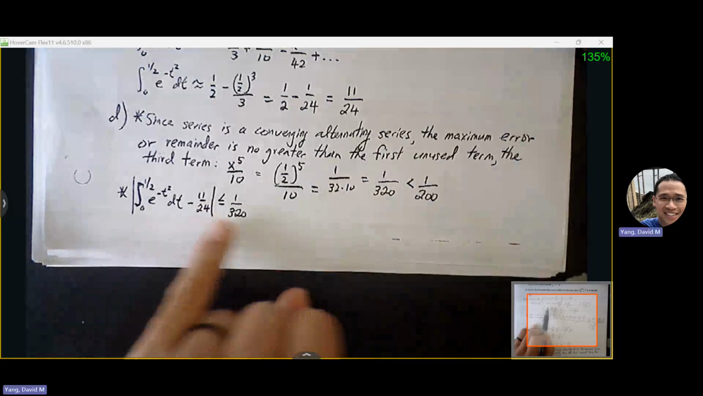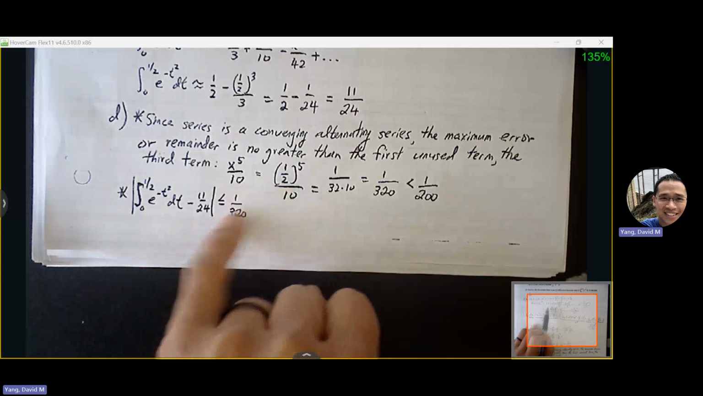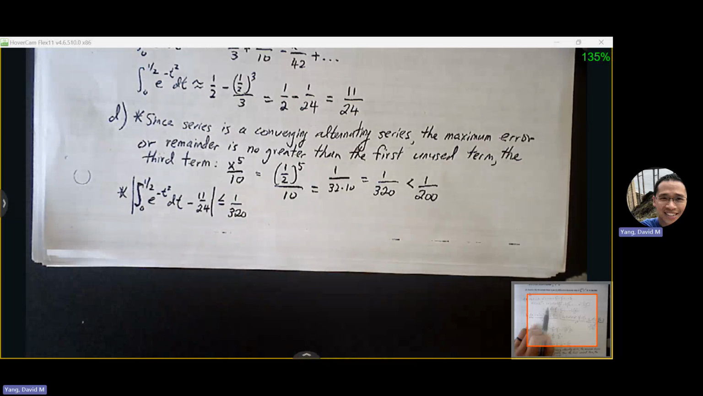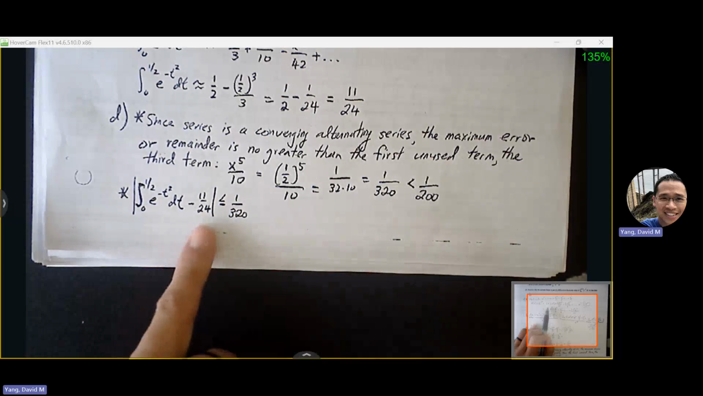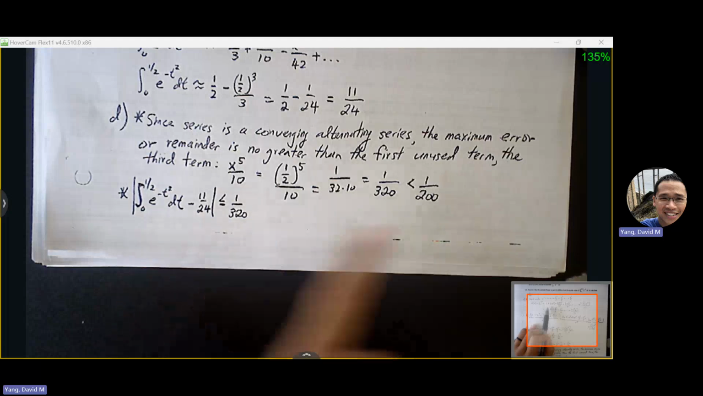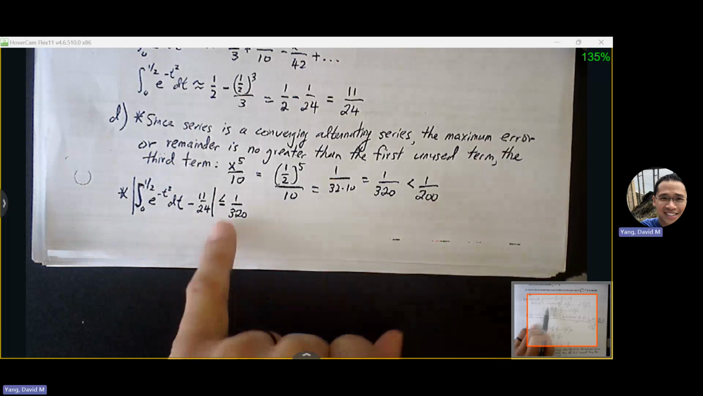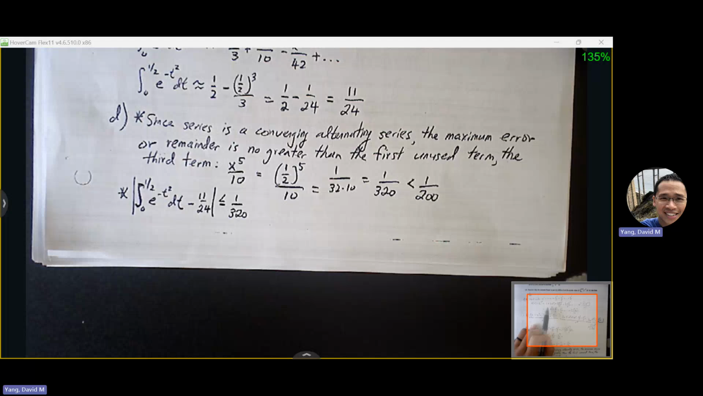So then our error bound is clearly meeting our criteria because our approximation is clearly less than 1 over 200, since our first unused term is 1 over 320.